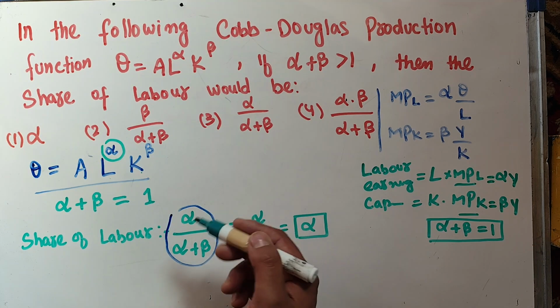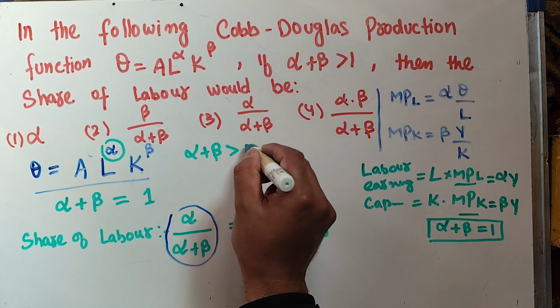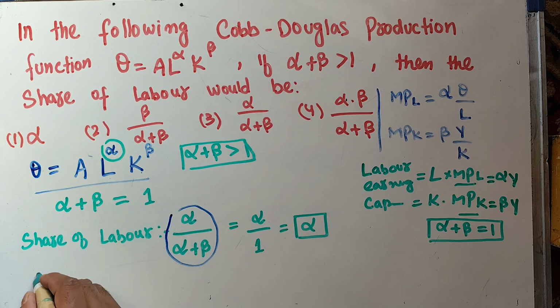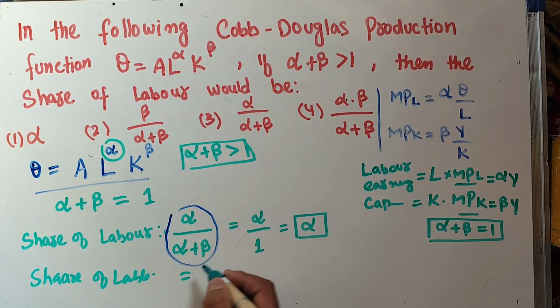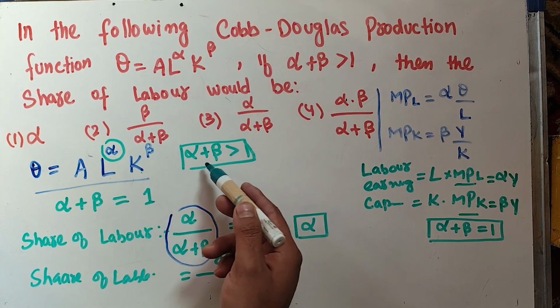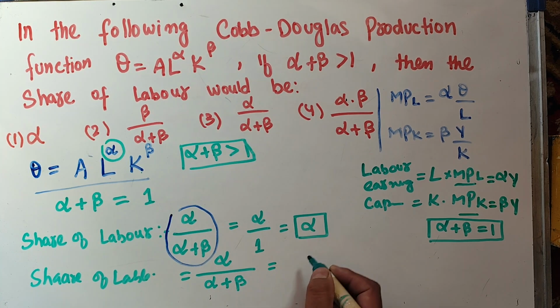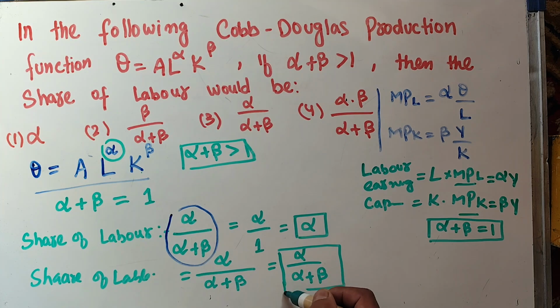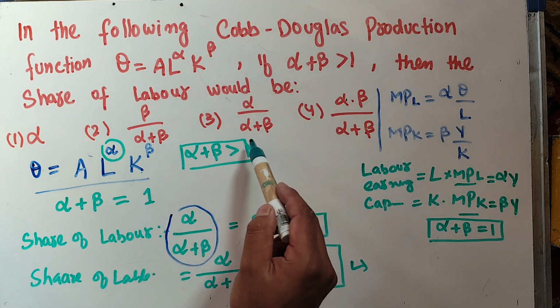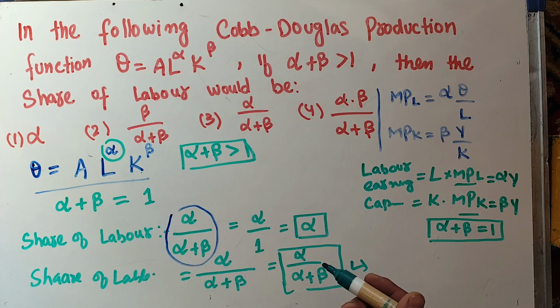Okay, since we are told that alpha plus beta is greater than 1 in the given question, what would be the share of labor? The percentage share of labor will be equal to the share of labor divided by the total factor share. What is the total factor share? Total factor share is equal to alpha plus beta. So we will get alpha divided by alpha plus beta in this case. Okay, so the share of labor in the total output in percentage form will be equal to alpha divided by alpha plus beta, because the sum of alpha and beta is greater than 1, that is it gives us increasing returns to scale here.